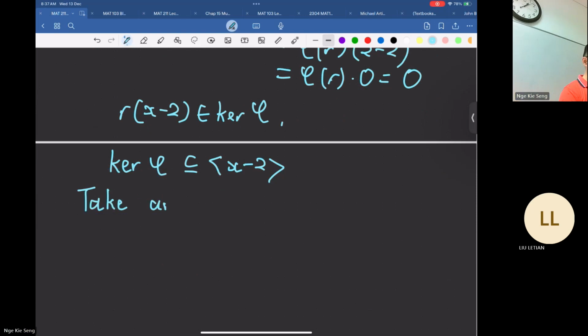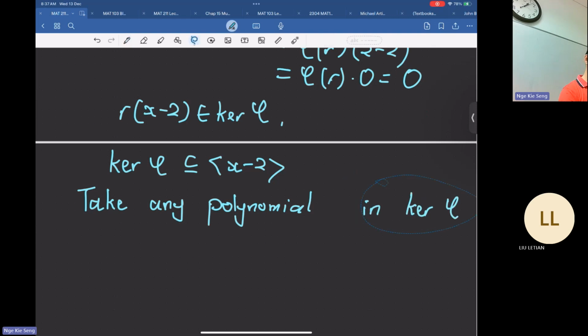Take any polynomial in the kernel. Okay, let's call it P(X). Take any polynomial here. We want to show that it's in the principal ideal generated by X minus 2. How do you do that?